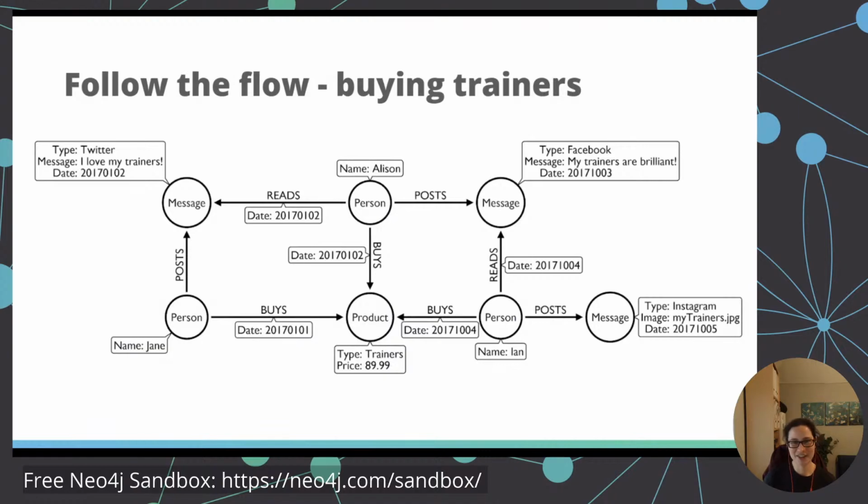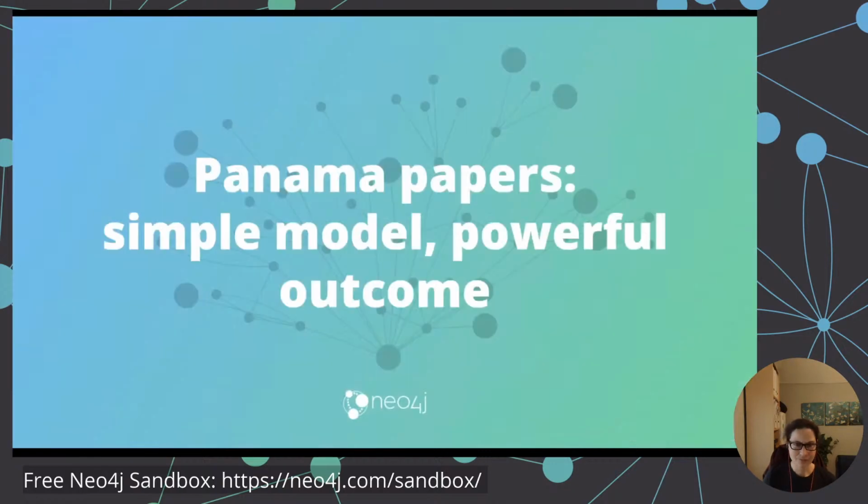And this is a very simple example, but you start to see the power of understanding the relationships between these entities, because we've got people here, we've got a product here, and what we can start to see is there's influence going on, and we understand potential influence based on behaviors that people have and how they interact with each other. Another one, Panama Papers, a simple model, powerful outcome.